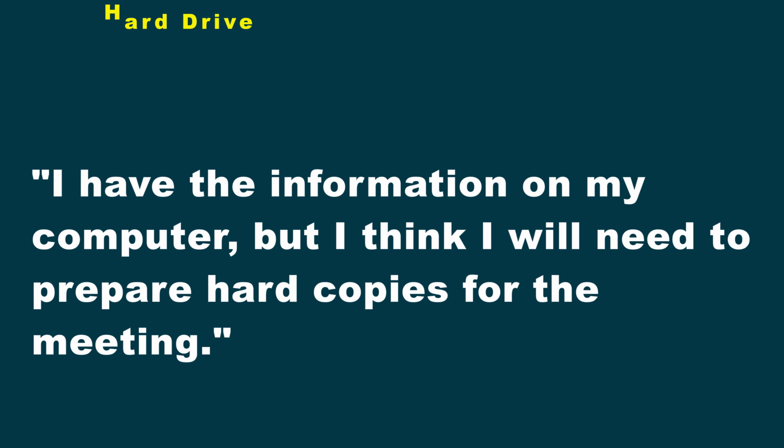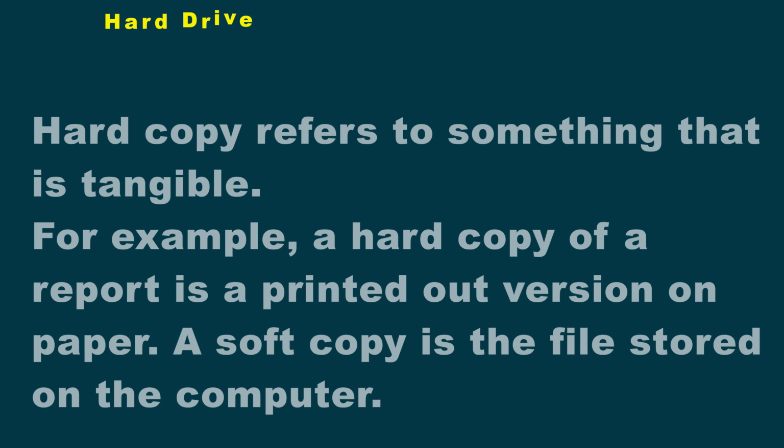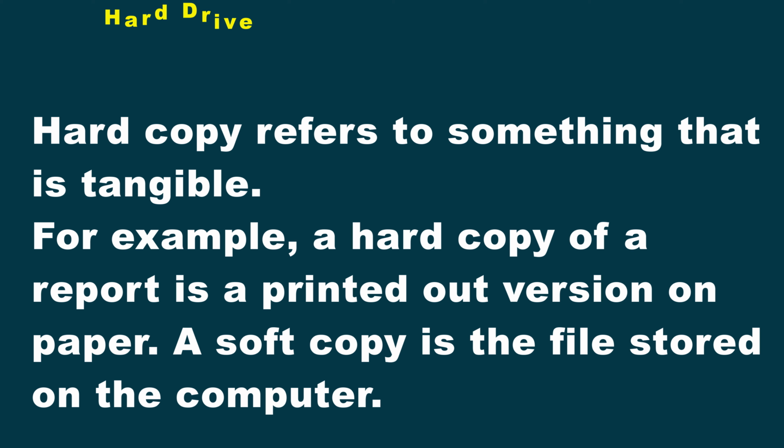I have the information on my computer, but I think I will need to prepare hard copies for the meeting. Hard copy refers to something that is tangible. For example, a hard copy of a report is a printed out version on paper. A soft copy is the file stored on the computer.